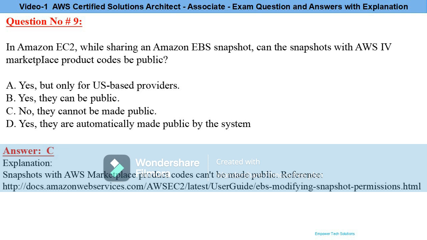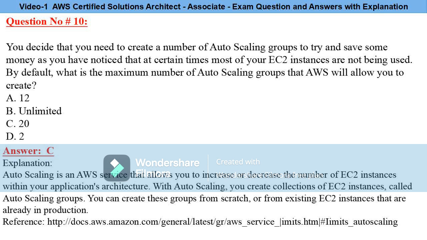In Amazon EC2, while sharing an Amazon EBS snapshot, can snapshots with AWS Marketplace product codes be made public? The answer is C: no, they cannot be made public, because snapshots with an individual marketplace product code cannot be made public. By the way, a snapshot in AWS means a backup-related service.